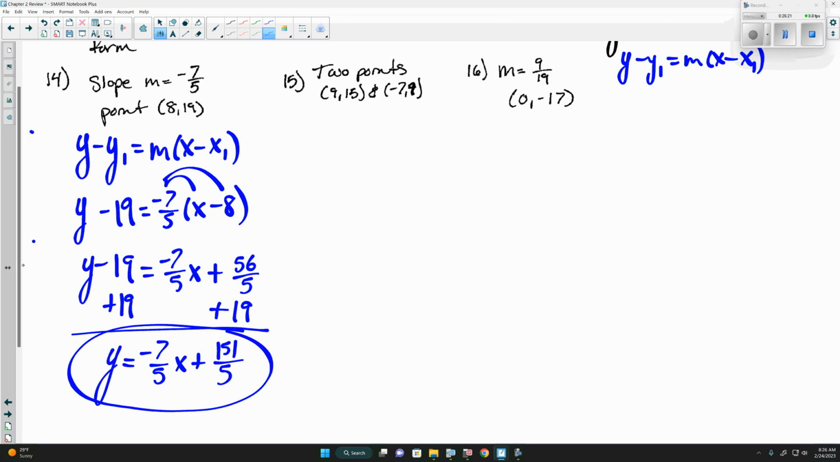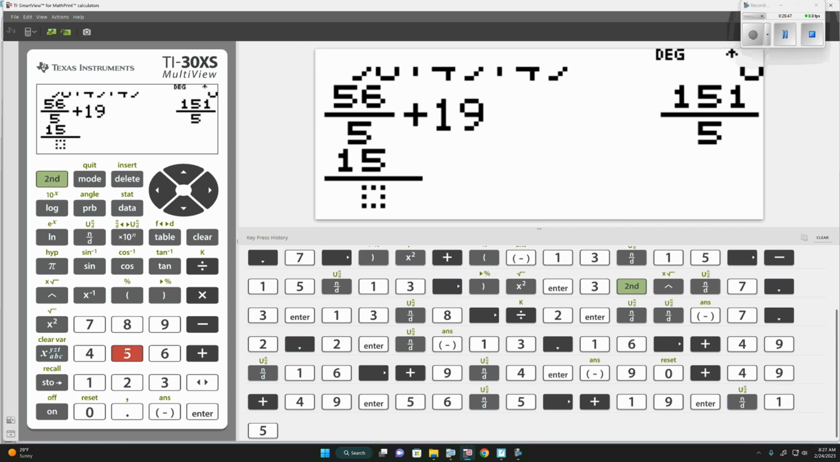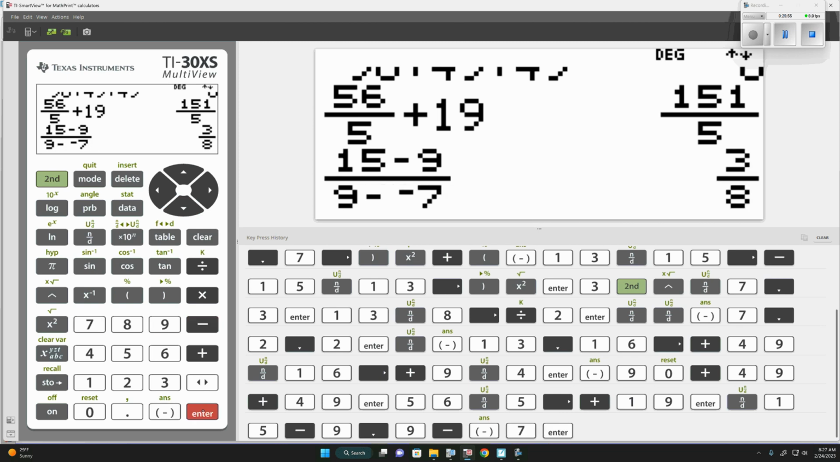Now, if we look at the next one, with two points, what we need to do is find the slope first. Then we can use point slope to go from there. So we would do the y values on top, 15 minus 9, over the corresponding x values, which is 9 minus negative 7. And again, at this point you can type this all in a calculator. 15 minus 9 over 9 minus negative 7, which is 3/8.